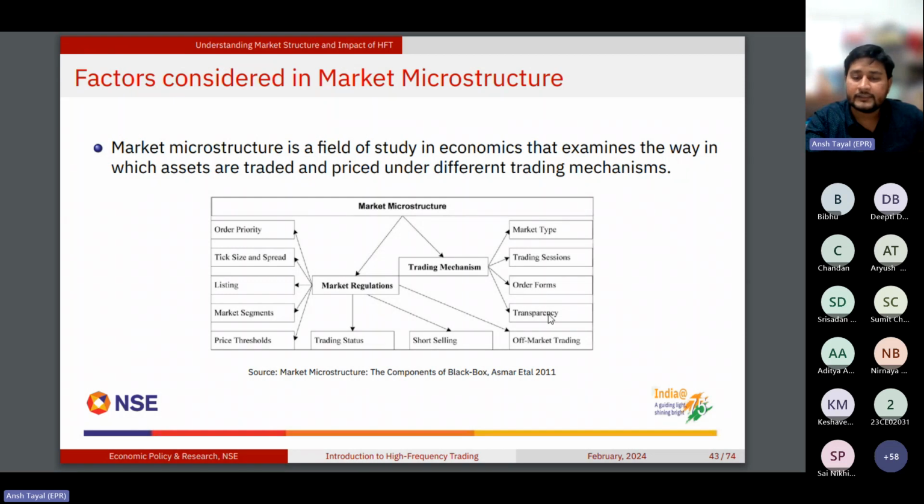Then there is transparency, whether you have an anonymous order book, or you know who is buying or selling. Similarly, on this side, you have order priority, whether it's price time priority or price volume time priority. If someone is placing more number of orders, will that be preferred? Then there's tick size. As I initially mentioned, 5 paisa. Why should tick size be 5 paisa? Why not 1 paisa? Why not 10 paisa? These are the questions that market microstructure looks at.